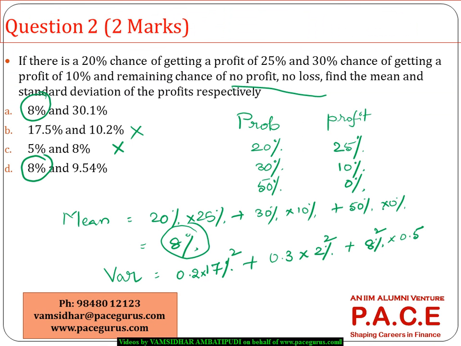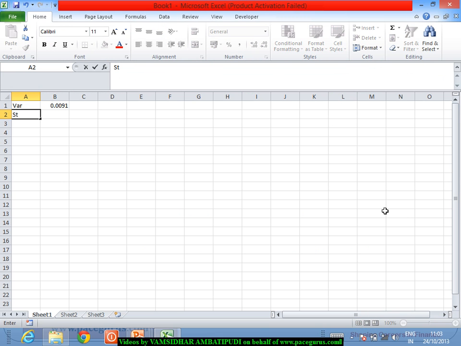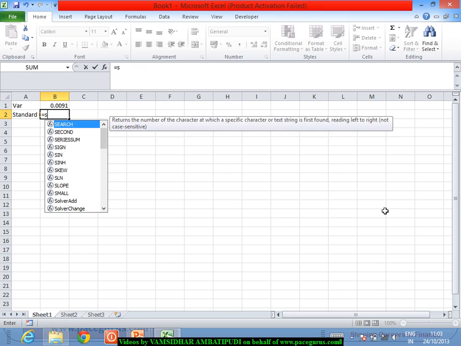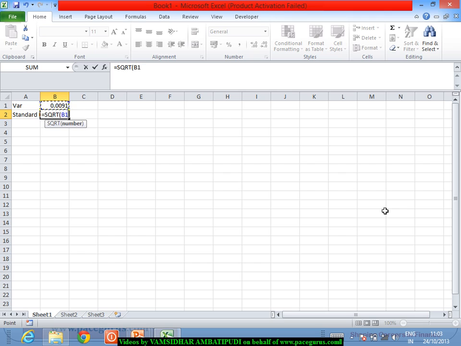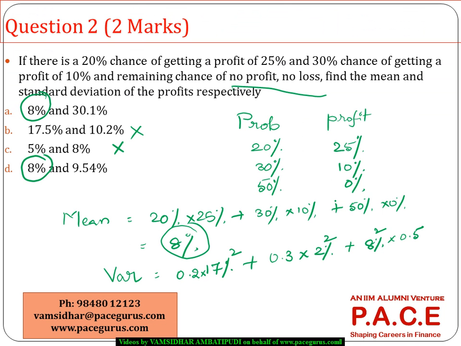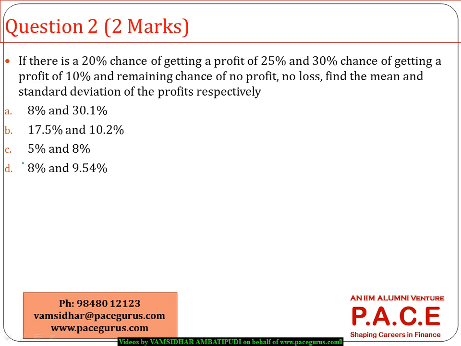0.0091, but the question is about standard deviation, and standard deviation is nothing but the square root of variance. So square root of this number giving me around 9.53 or 9.54%. So 9.54% is there as a part of our D option choice. So overall for this numerical, I would be marking D as the answer.